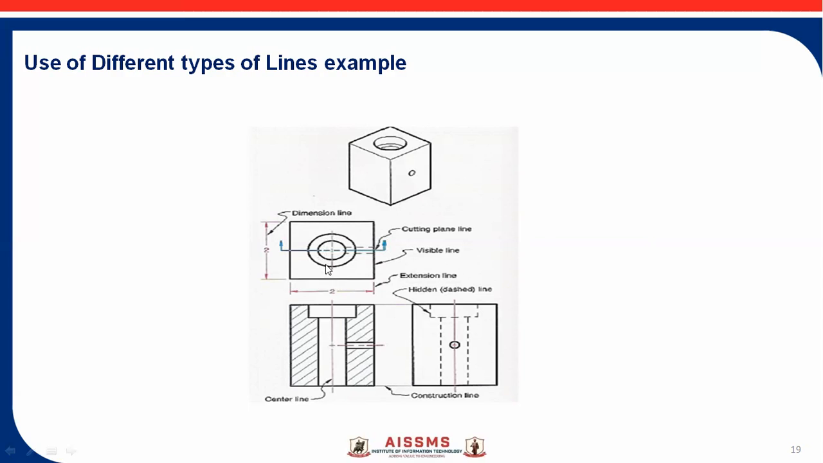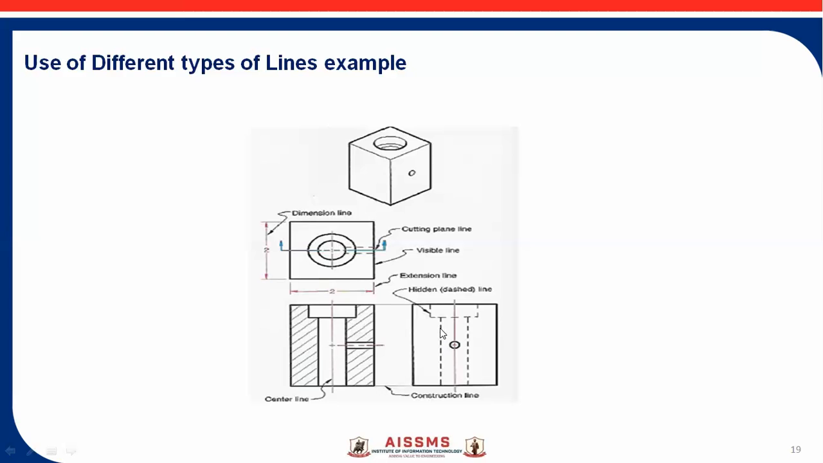So these are two views by the first angle method of projection: the front view and top view. In the top view, if you show the cutting plane lines, it is represented by the hatching lines. These are the hatching lines. You can see the mark, and this is the center line that shows the line of symmetry of the object. Then the outline is shown by the thick line. Then this is the thin line.